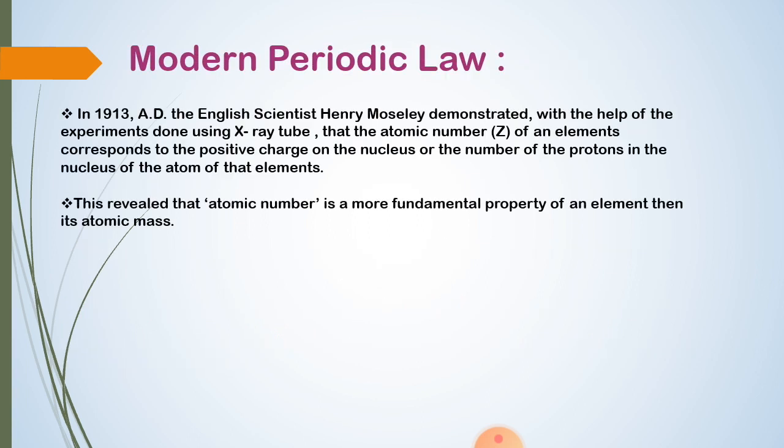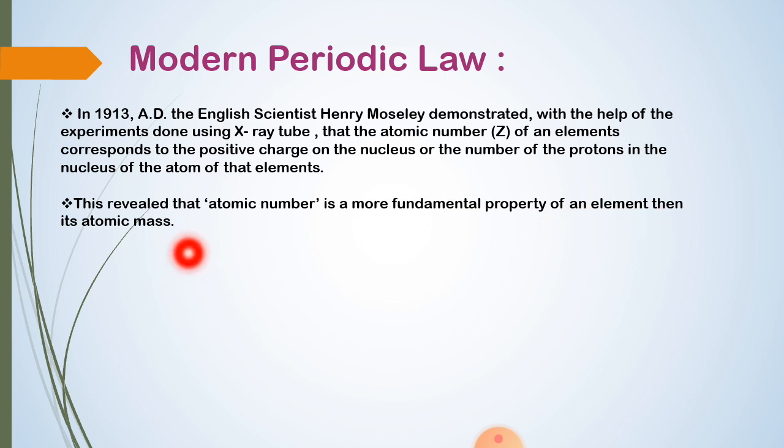Then what is the modern periodic law? In 1930 AD, the English scientist Henry Moseley demonstrated, with the help of experiments done using an X-ray tube, that the atomic number of an element corresponds to the positive charge on the nucleus, or the number of protons in the nucleus of the atom of that element. So positive charge means the nucleus. This revealed that the atomic number is a more fundamental property of an element than atomic mass.